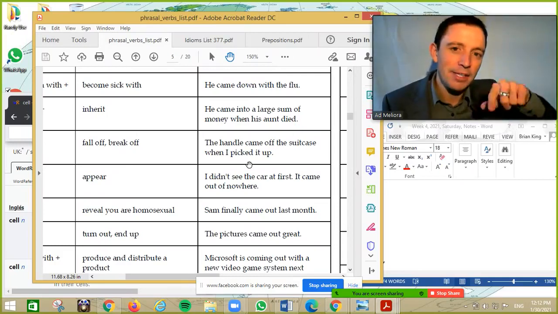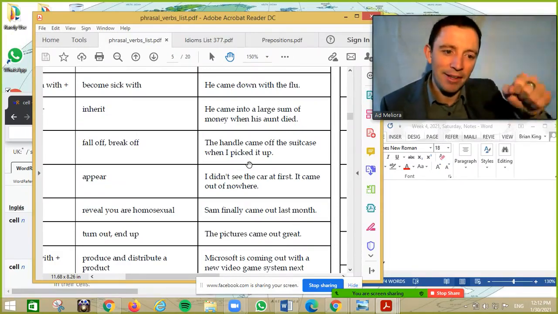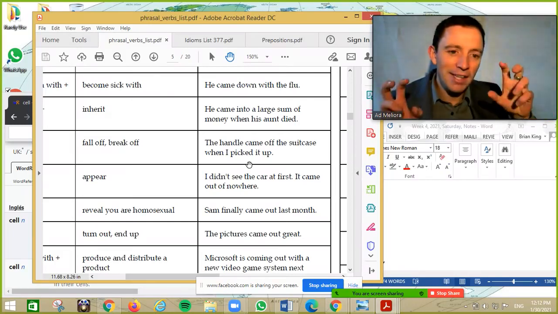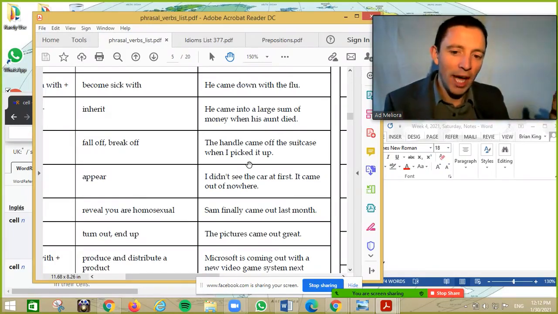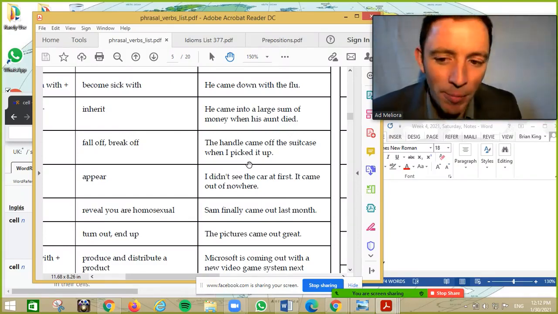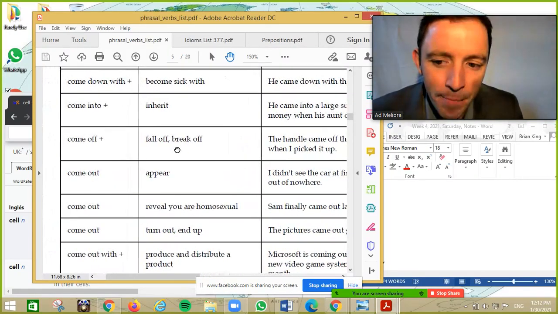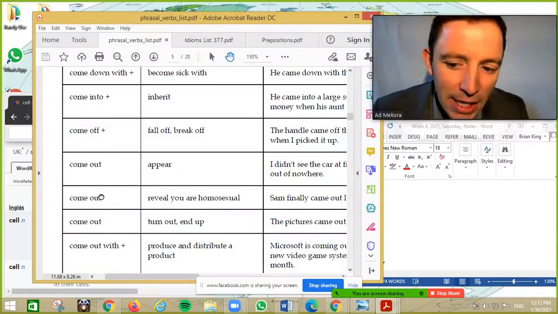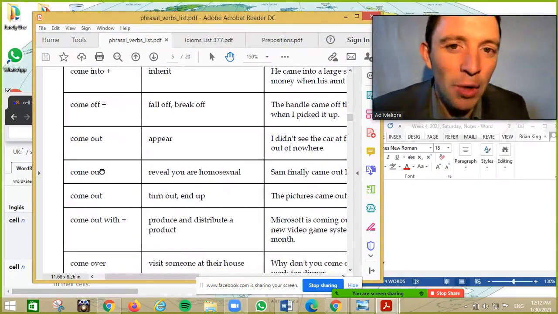Okay, the handle. Same with the door. You have the door and you have the handle. Okay, so the handle came off the suitcase when I picked it up. So that's logical, really, no problem. Okay, but yes, okay. So the next one is to come out, and again, quite logical.